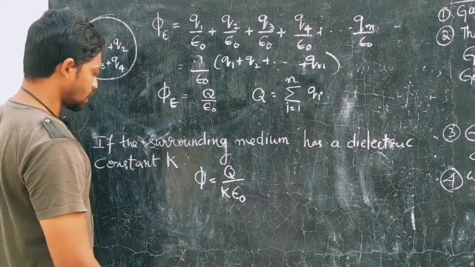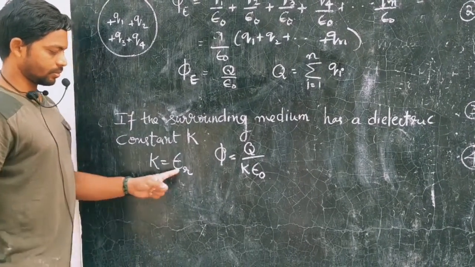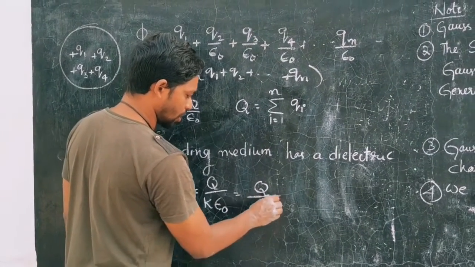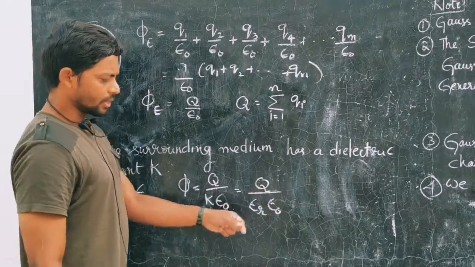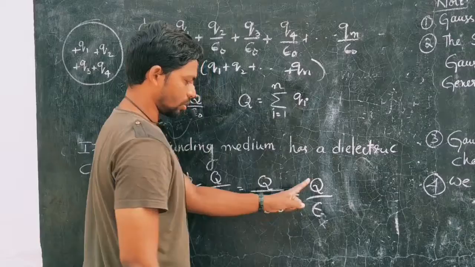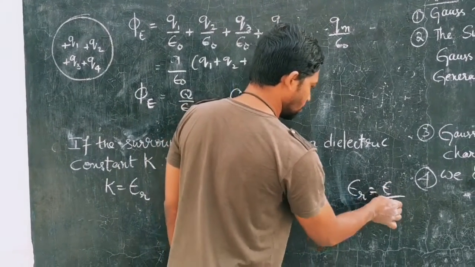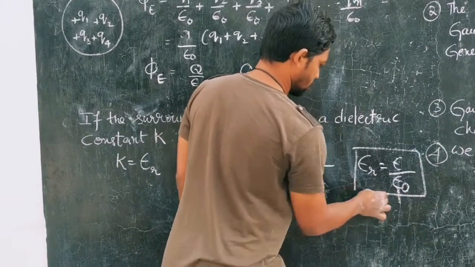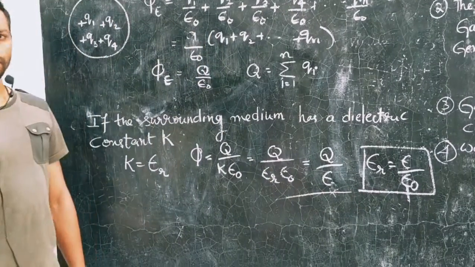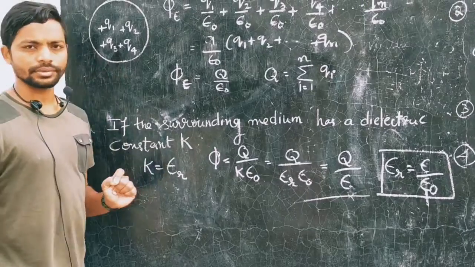We know that this K, the dielectric constant, is nothing but relative permittivity. So you can write this as Q by epsilon naught epsilon R, which again is nothing but Q by epsilon, because relative permittivity is equal to epsilon by epsilon naught. So this is how we give the expression when there is a surrounding medium other than vacuum.